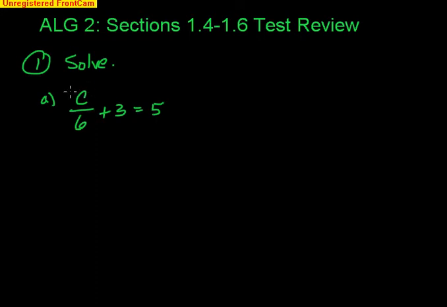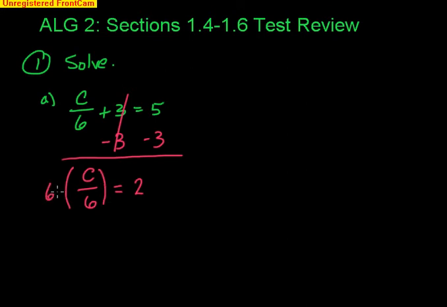So first thing, get this C over 6 alone. And the way we do that is we subtract 3 from both sides. And when you subtract 3, the C over 6 comes down, the 3's go away, and 5 minus 3 is 2. And now, we need to get this C alone. Well, right now it's being divided by 6. So let's times both sides by 6. And notice how I talked to you about putting it in parentheses, right, just to show it. So timesing by 6 and dividing by 6 cancels, and there's my variable.